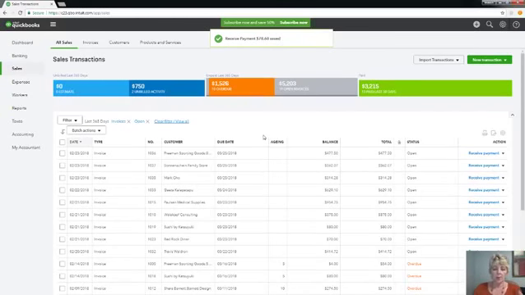Now you have accomplished two things. You have reduced your open invoices because he paid you the $78. It's no longer sitting as an open invoice, so you're not going to try and collect that money again later. And we have now put money in our bank account.